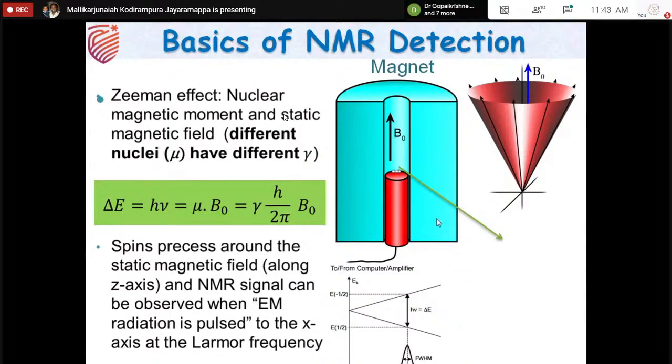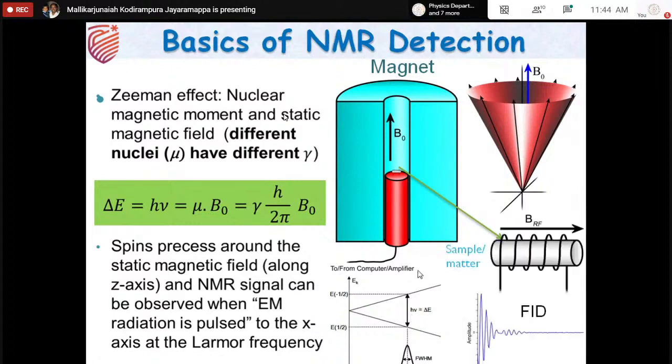The bottom line or take home message from this slide is that whenever we shine electromagnetic radiation on this energy level, absorption occurs. That absorption can be measured, and there are characteristic features of any spectrum. From those characteristics, we can get information about the material we are studying. What happens whenever this kind of absorption occurs? The sample coil can be represented in this particular fashion.